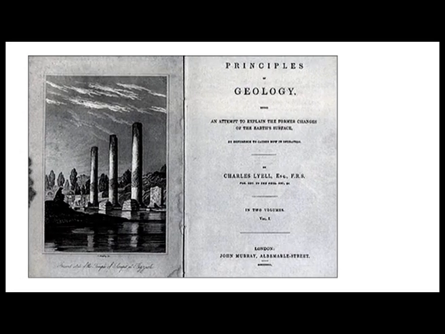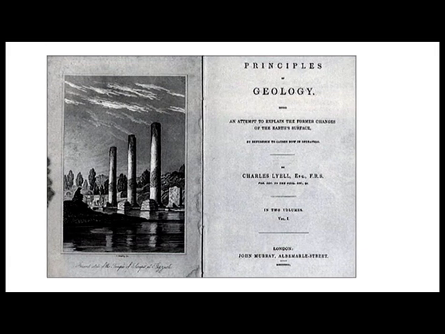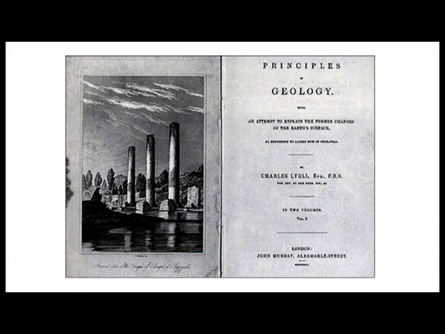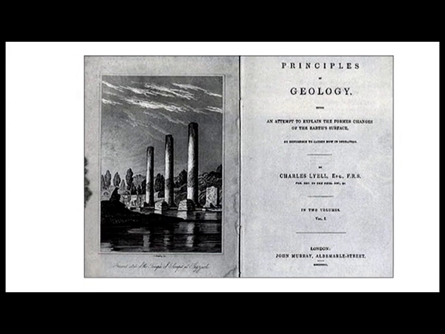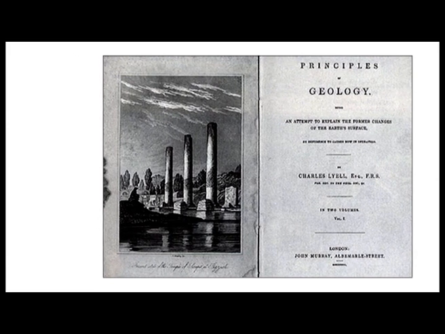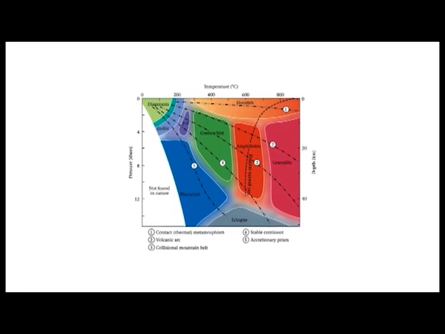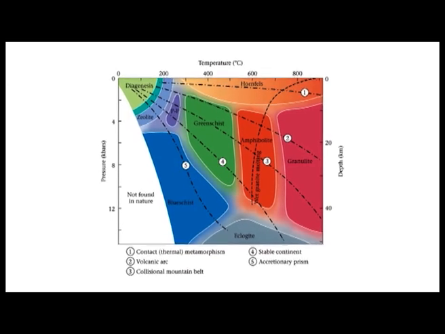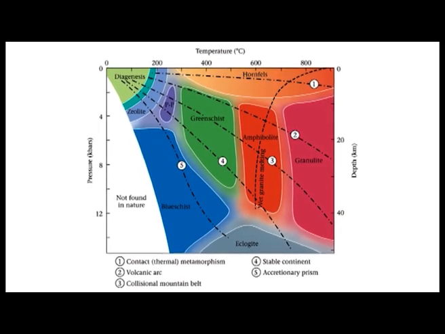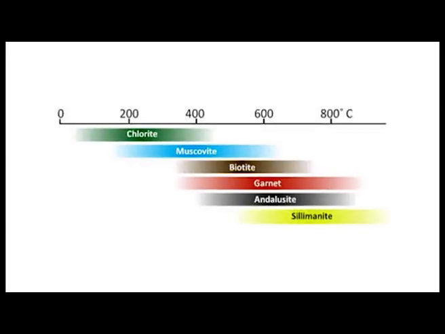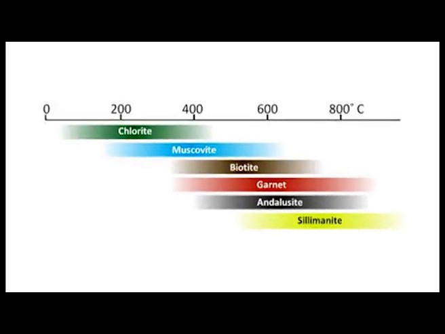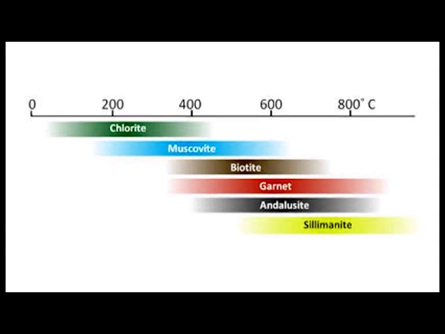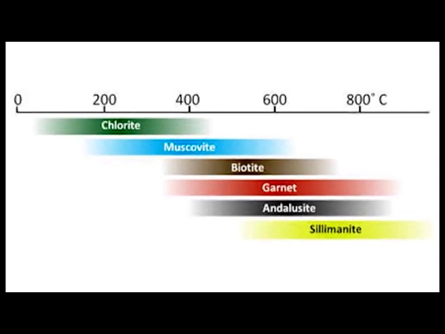In his book Principles of Geology, in the year 1893, George Barrow mapped south of Aberdeen in Scotland and observed zones or series of progressive metamorphism in the pelitic sediments of the Dalradian series. He observed six different zones on the basis of index minerals. These are chlorite, biotite, garnet, staurolite, kyanite and sillimanite.